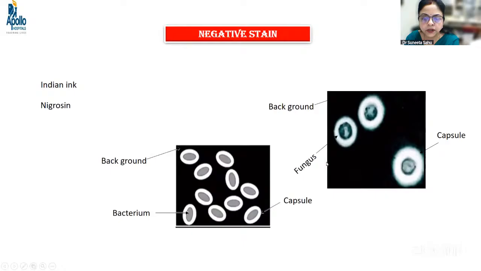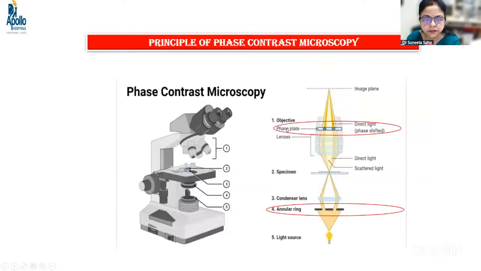And this is how it looks. Background is dark in color, and this is the capsule. This is the capsule. This is the bacterium. And a negative stain can also give us a hint. In case it is Cryptococcus, it can give us a hint if it is present. We can tell the clinicians about it.